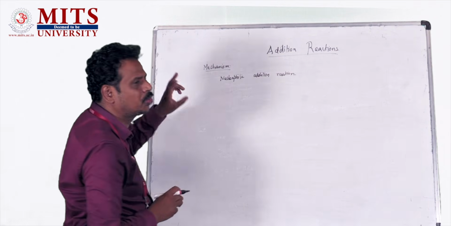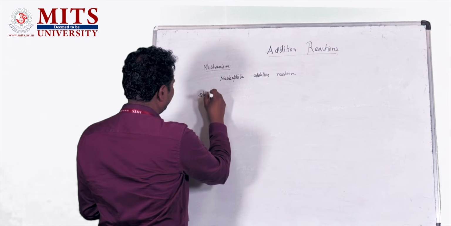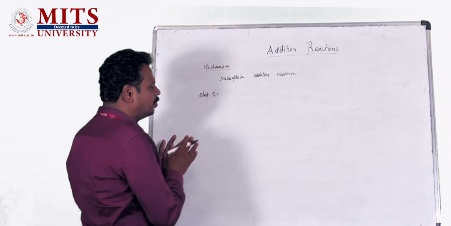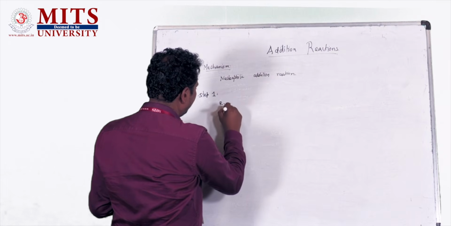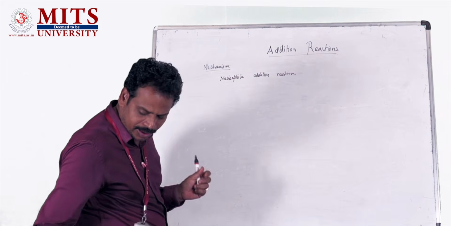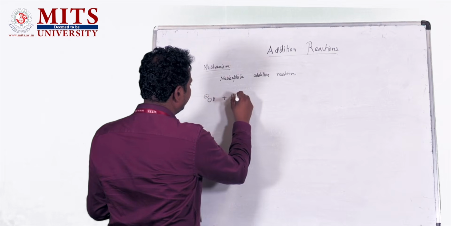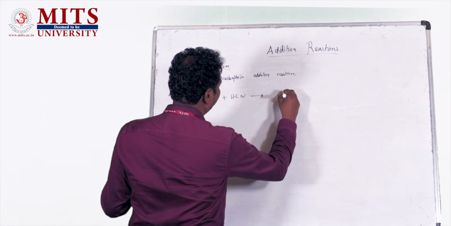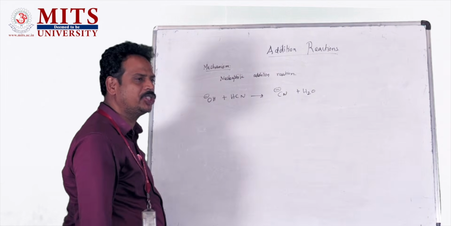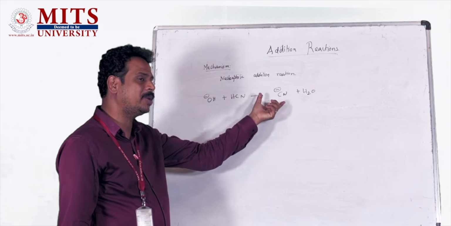It also involves two steps. Okay, the step one. We can write R-C-R double bond O. Before that, actually, in this case, first the base has to react. For example, the base will react with HCN to form CN minus and water. First, this is the generation of the base. The nucleophile has to be generated here first. The base reacts with HCN, and it will generate the nucleophile CN minus and water.